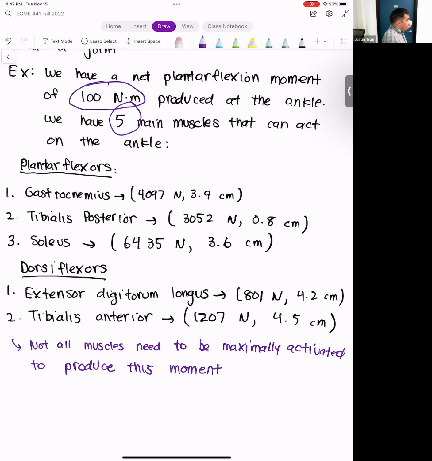And so we have 5 muscles here and only 1 moment, right? And so this is a good example. So we have basically 5 unknowns and only 1 piece of data. The only data we have is that we need 100 Newton meters of a moment, and we have 5 muscles that can do it, right? And so to produce a moment of 100 Newton meters, there's lots of different ways that we can do this. In fact, I would say there's infinitely many different combinations of the different muscles that can produce 100 Newton meters of plantar flexion moment.